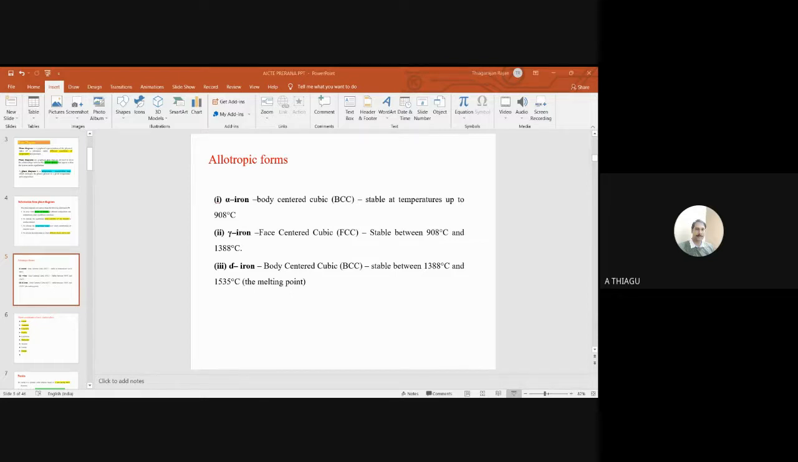Sorbite is one of the microconstituents; it consists of ferrite and finely divided cementite. It is produced on tempering of martensite at about 450 degrees centigrade. So sorbite is once again a combination of ferrite and cementite only. So in almost all the cases we have ferrite and cementite.